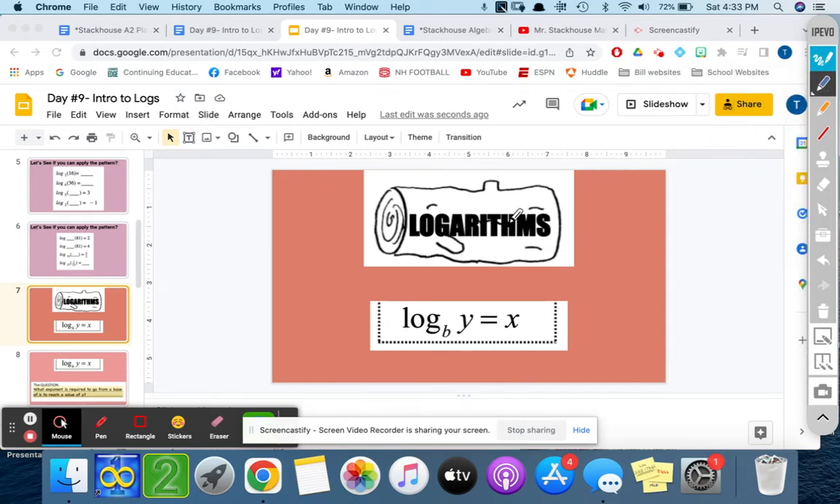Okay, and we're talking about these things called logarithms, and logs for short. Logarithms are a tool that we use to learn more about exponents.